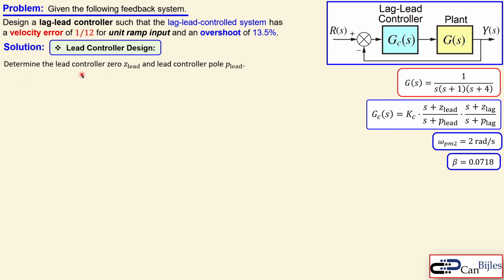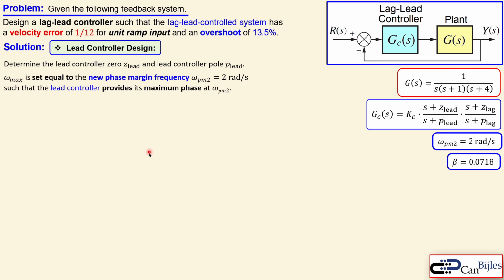Now we first determine the lead control 0 and the lead controller pole. Now they are related to an omega max, which is a frequency which will give you the maximum possible phase for this lead controller. And that is of course chosen as 2 radians per second. So we need to select that at that omega max. Omega max is related to the lead 0 and the lead pole by this expression, which is the geometric mean actually of this lead 0 and the lead pole. And they are related in this format.